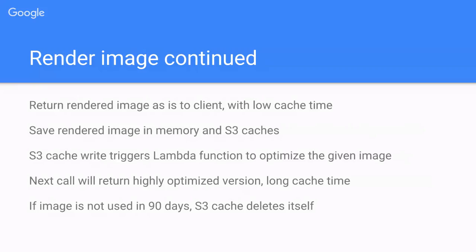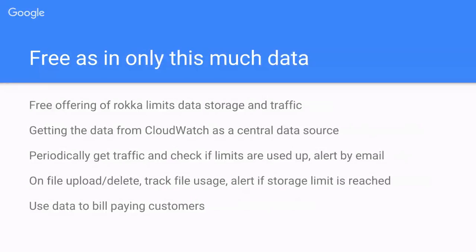And that one has a long cache time of a year right now. Also, that S3 cache cleans itself after 90 days, which is also completely configured inside S3. So we don't have to run a cron job and clean out old stuff anymore. So that's rendering.